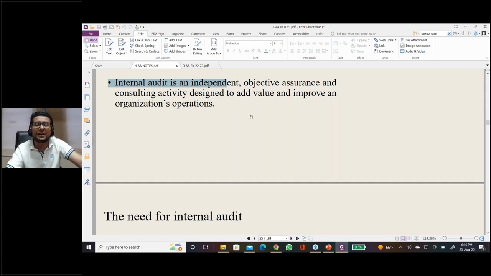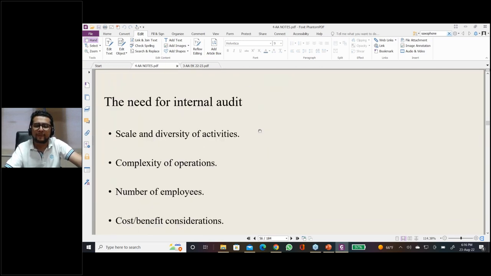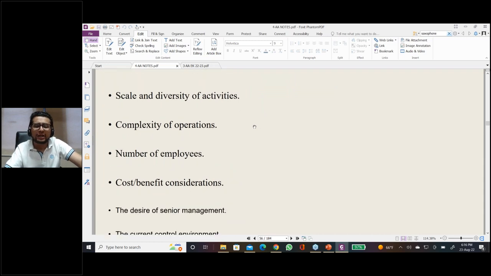The external auditor is there to independently examine the financial statements. On the other hand, internal audit is more of an objective assurance and consulting activity, designed to add value and improve the organization's operations. So who needs an internal audit department?